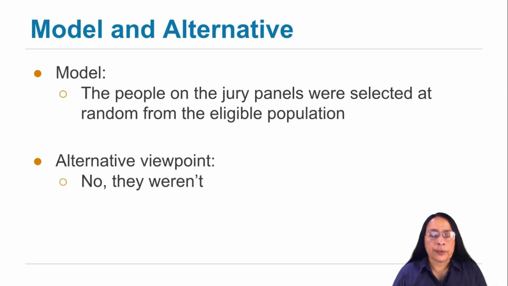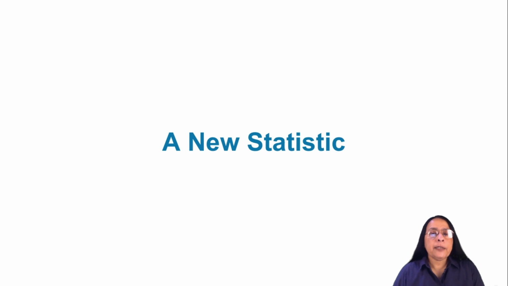To answer this question, we have to consider what we are comparing. We are comparing two distributions. Remember the blue chart and the gold chart. To compare two distributions, we need a new statistic. Why is that?